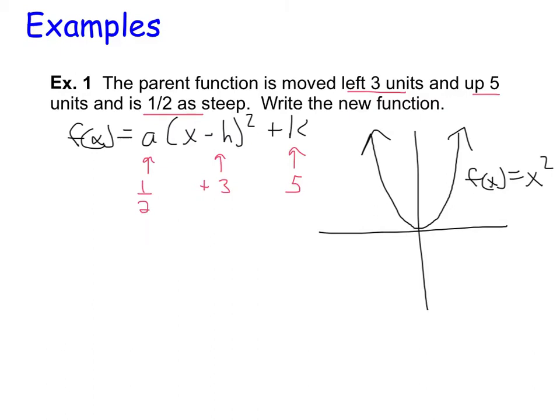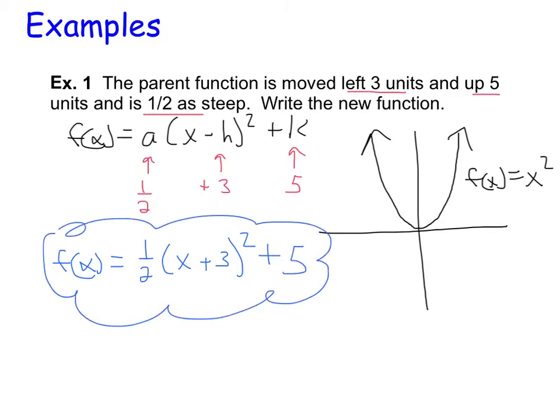So what is this going to look like? Well, it's going to look like f of x is equal to 1/2 times x minus an h, the quantity squared. Let me erase that because I didn't mean to put that h there. I meant to put a plus 3, plus the 5. And that is what the equation will look like.